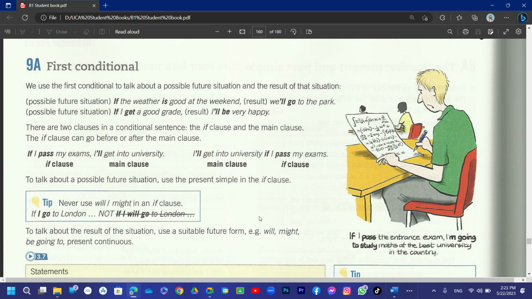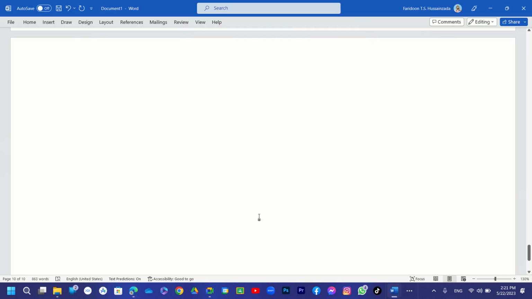Okay, first conditional. So what is it? How do we use it? We use the first conditional to talk about a possible future situation and the result of that situation. Done. So what are we going to write here? First conditional. We use it.